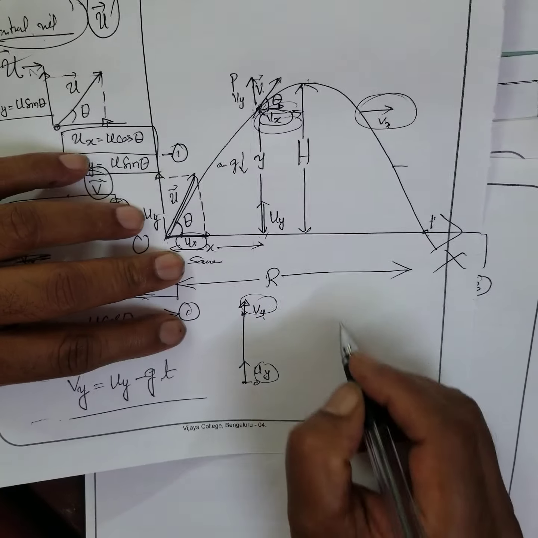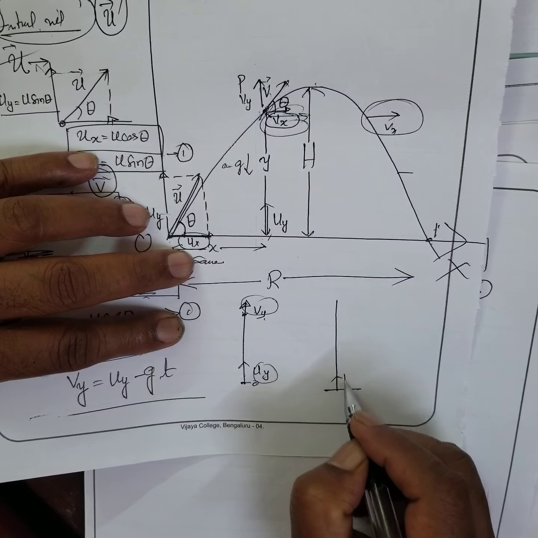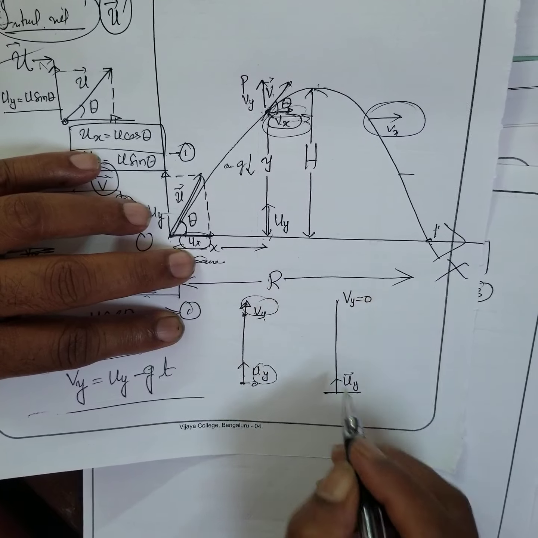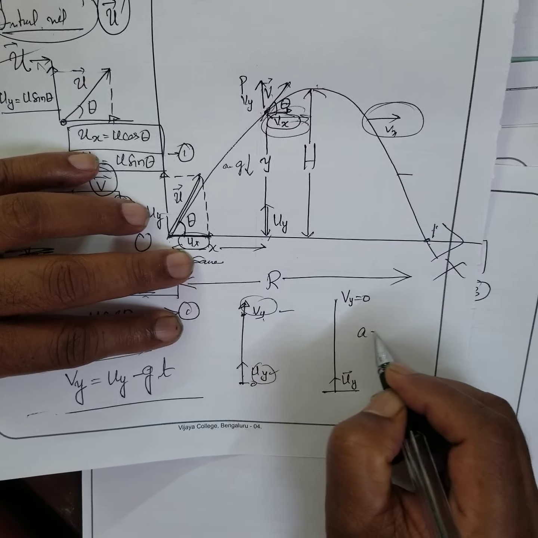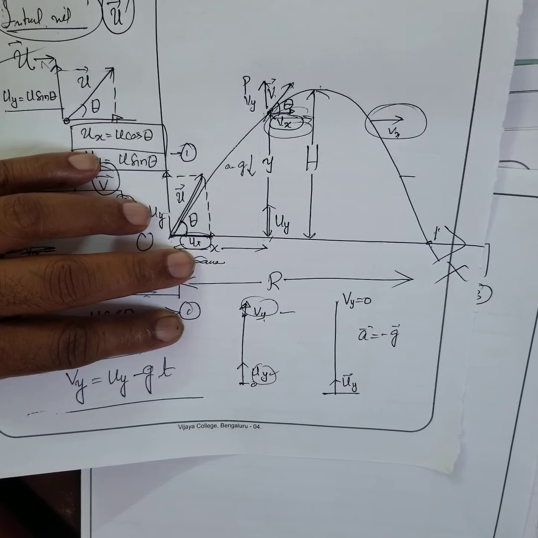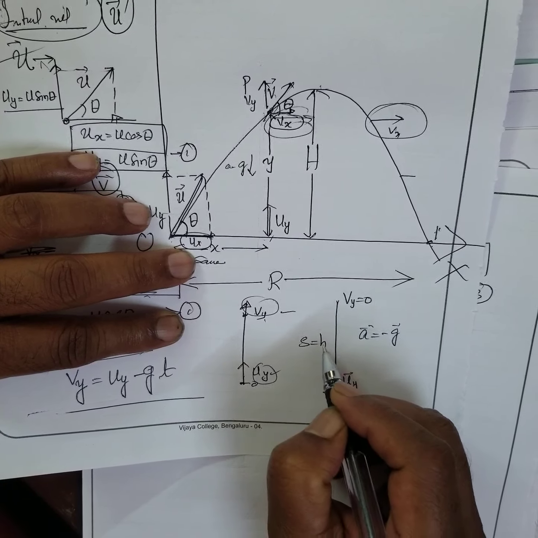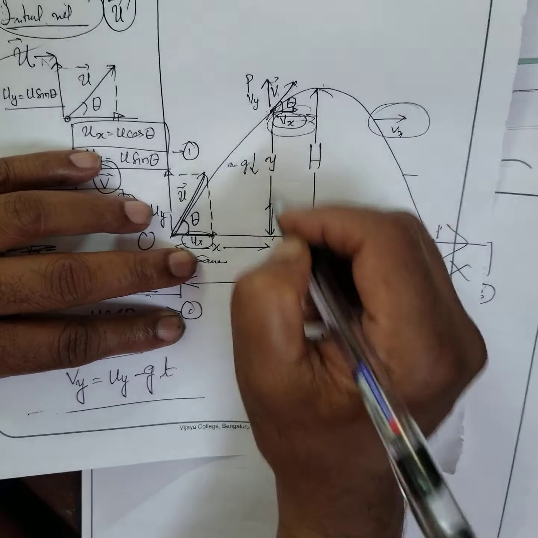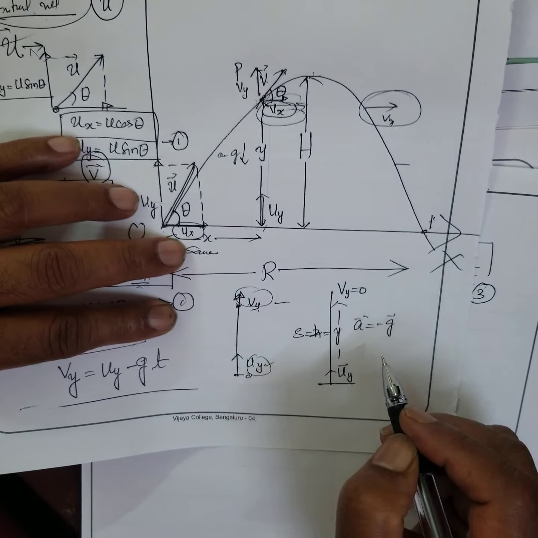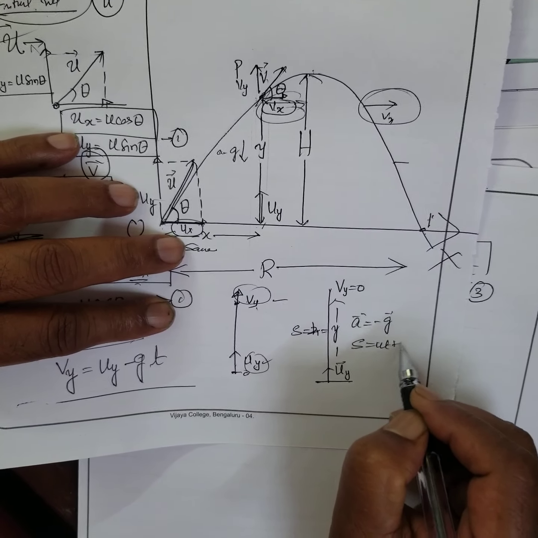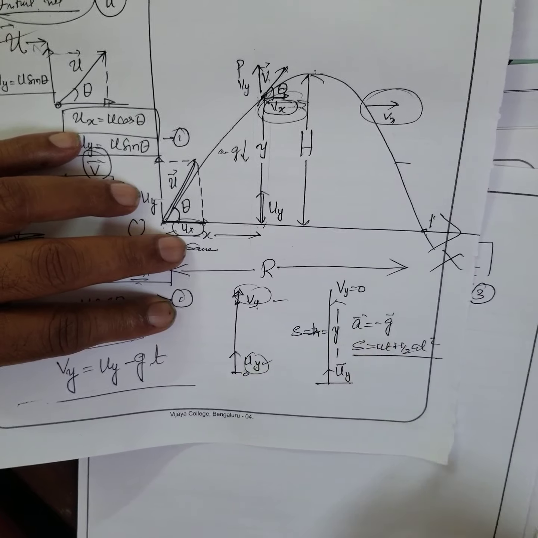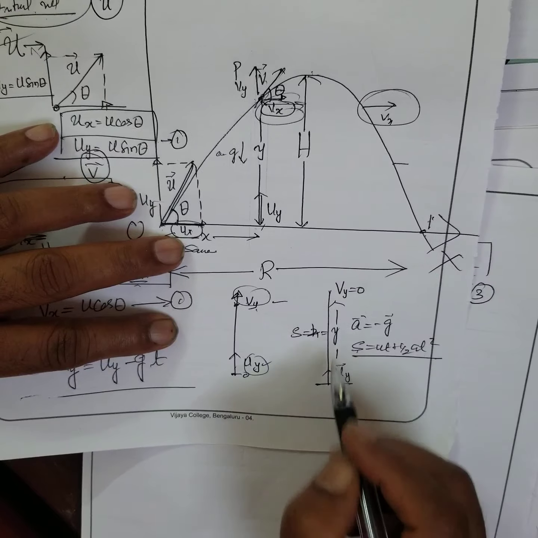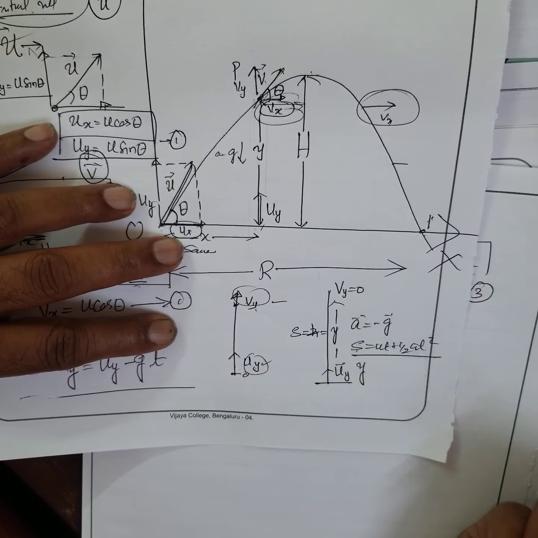Then now I want to calculate the vertical displacement. Initial velocity is uy and vy is equal to 0, as you know. Same thing, acceleration is equal to minus g. What is displacement? S is equal to h or y, you can write y. Therefore, which formula can I use? S is equal to ut plus half at square. I can use it because acceleration is involved.